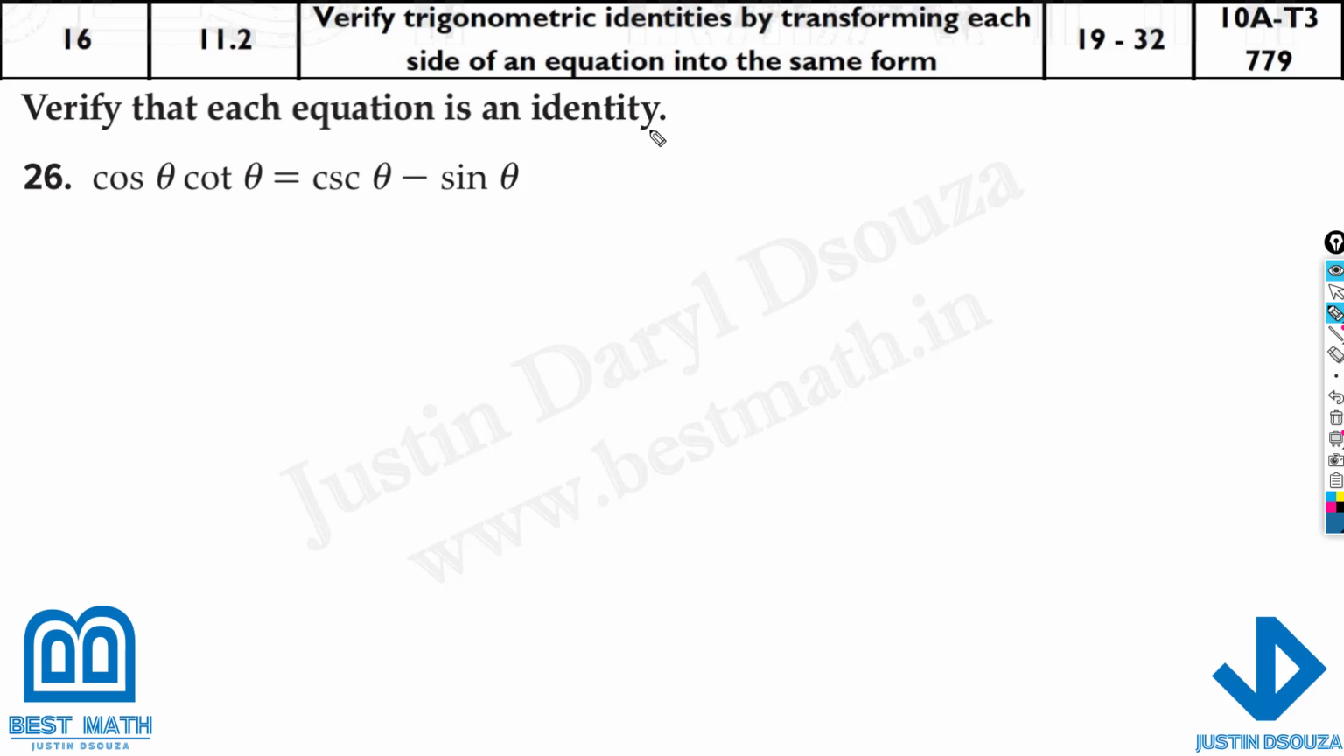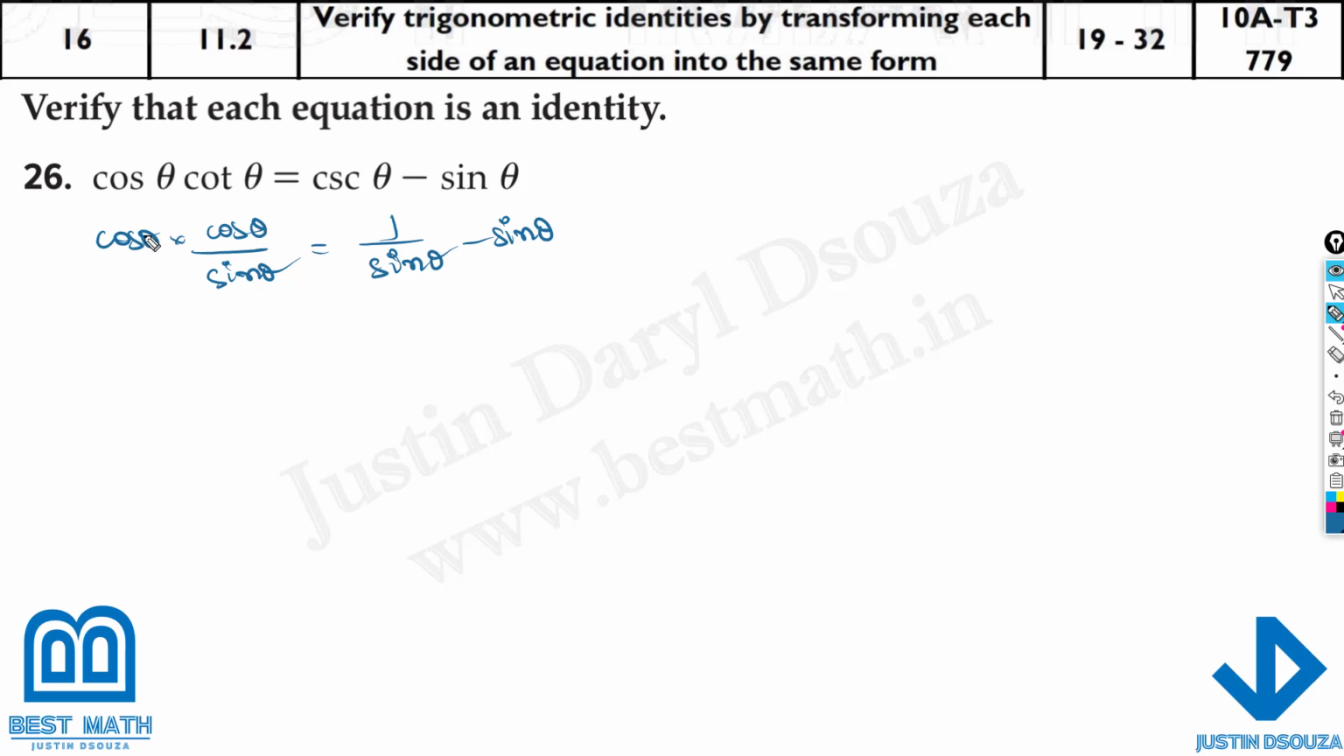Now, what about this one? We have cosine, cotangent. Now, cosine theta. I'll just go with the thumb rule over here because I can see cotangent, cosine, and there's nothing easy to solve. There's no power 2 or anything. So this will be cosine theta by sine theta. What about this? It is 1 by sine theta minus sine theta.